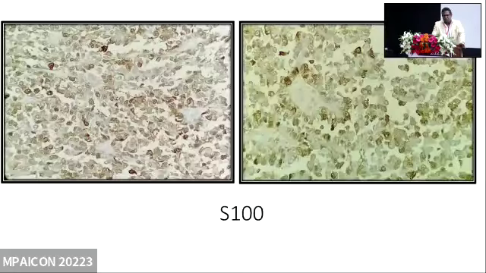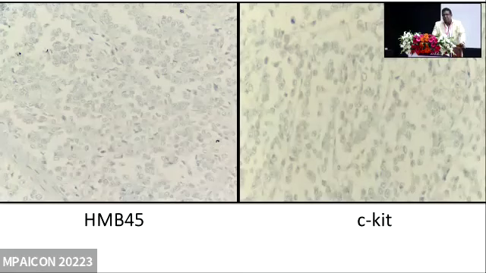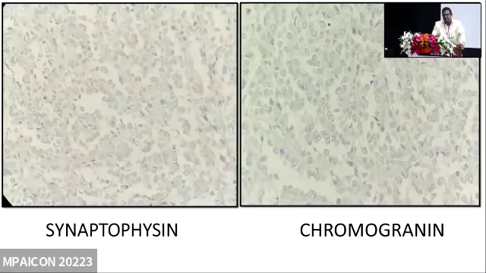IHC was resorted to. Pan-CK was negative, which was negative on the biopsy as well. The positive marker was S100, which was diffusely and strongly positive. So could it be a melanoma? SOX10 was positive. CD99 was put, taking into consideration, could it be a round cell tumor? CD99 was still diffusely positive and strong and membranous. HMB45, however, was negative. CKIT and DOG1 both were negative. So GIST is almost ruled out. Synapto, chromo, both were negative, as was seen on the biopsy.